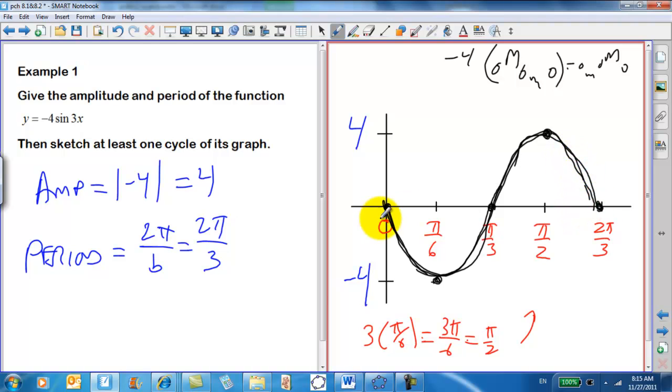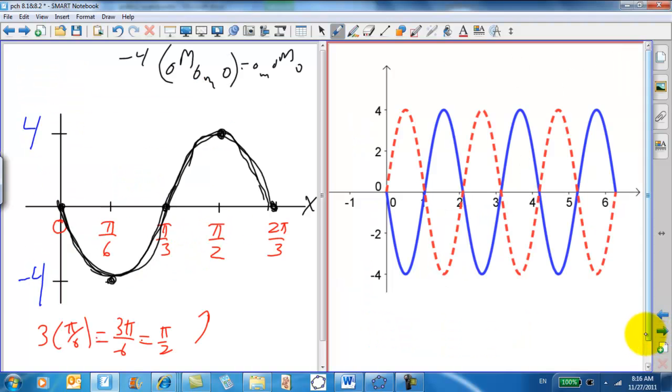The trick here is to basically scale up your x-axis with the convenient tick marks of what your period is. Notice when I did this on GeoGebra, it gave me the whole thing from 0 to 2 pi. And here you go. 2 pi over 3 is about 2.